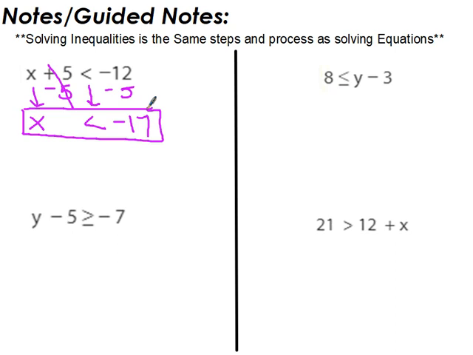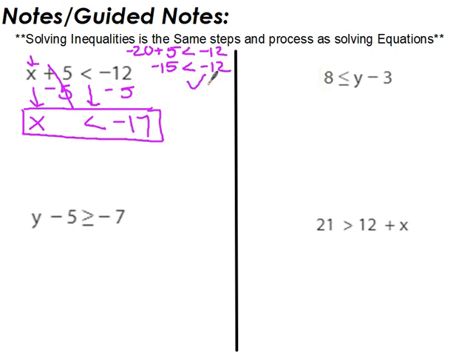That means any number for x that is less than negative 17 would make this a true inequality. I can pick a number less than negative 17, plug it in for x here, and see, is that true? So let's take negative 20, for example. Negative 20 is less than negative 17, so that is a solution to this inequality. If I plug negative 20 in for x, I'm asking myself, is this a true statement? Well, negative 20 plus 5 is negative 15. Is negative 15 less than negative 12? Yes, it is. So I did it right. My solution works.